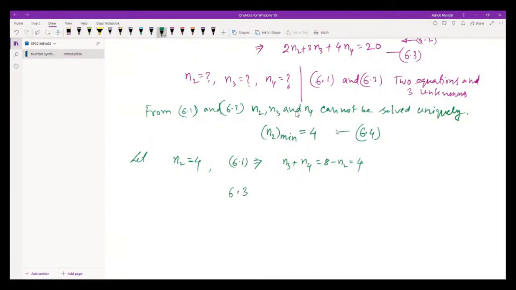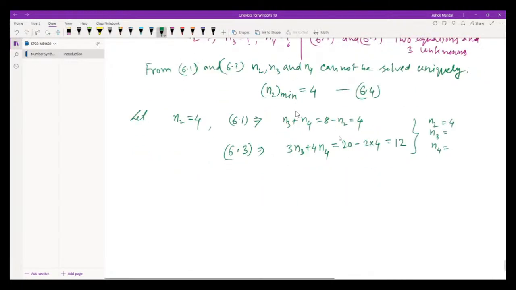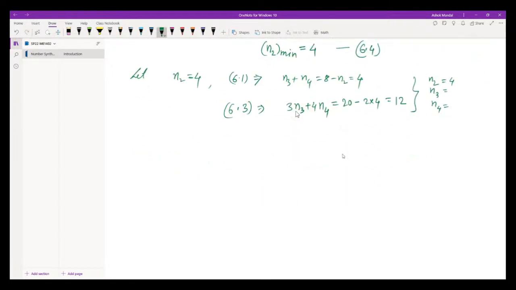Similarly, equation 6.3 also gives us something. What is that? 3n3 plus 4n4 equals 20 minus 2 into 4. What is this? 12. Now can you solve this too and give me the values of n3 and n4? Solve this equation and tell me the values. n3 equals 4 and n4 equals 0.